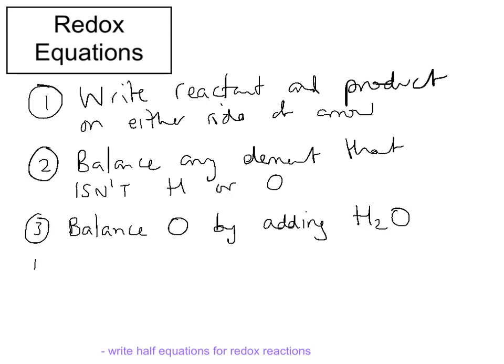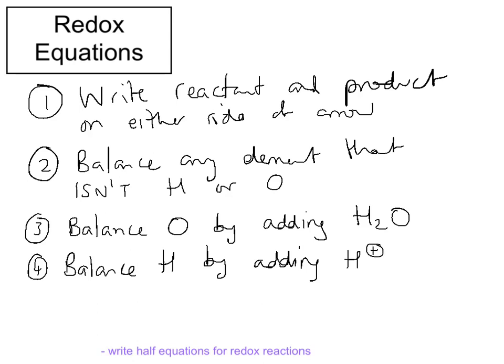The next step, step 4, is to balance hydrogens by adding H+ ions. However many H+ ions you have to add to balance the hydrogens, then do that. Make sure you take into account the hydrogens and oxygens in any water in the product and the reactant, because sometimes they can be missed if you're just doing this quickly. So take your time with this and make sure you do it right.